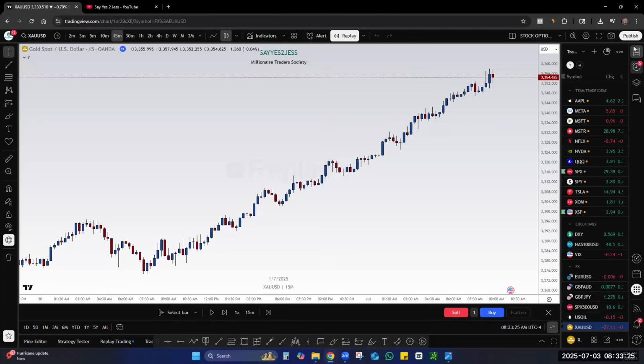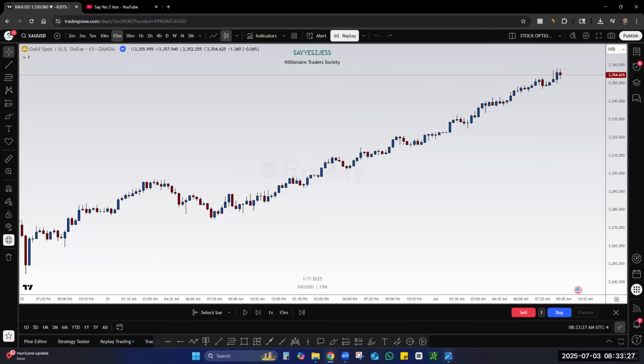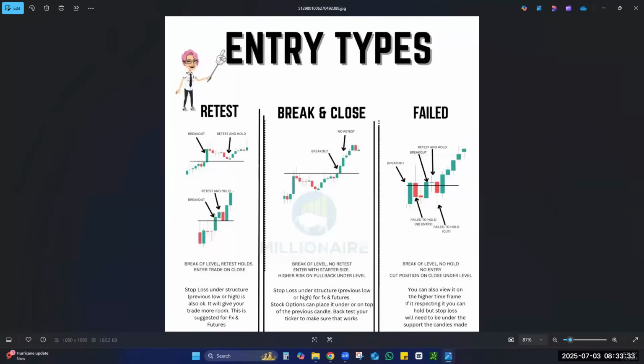We're going to use gold as our guinea pig today, just so you know. This is something that I've made that I love. I think it's very straightforward. This is called the break and retest module for entries. We call it BART, B-A-R-T, and it's one of my favorite methods to enter a trade.